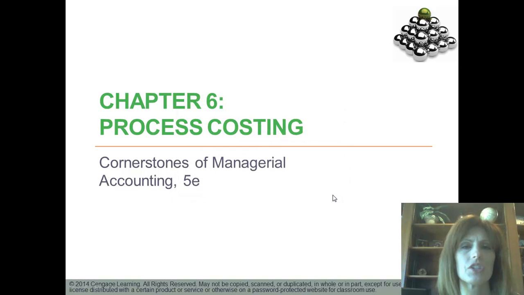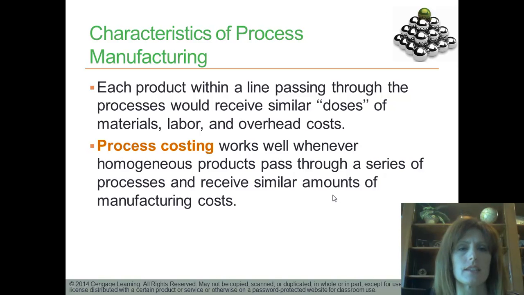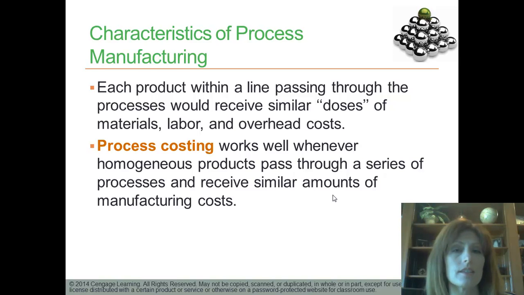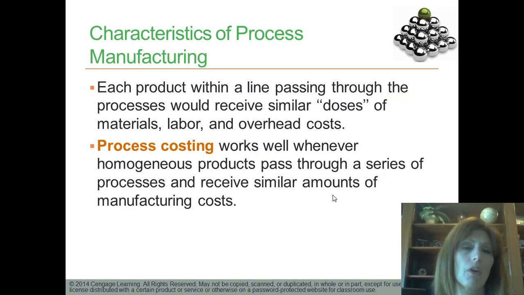Okay, welcome to Chapter 6 on process costing. In Chapter 6 we continue from what we did in Chapter 5 with job order costing, and we now look into process costing. So remember, we're going to use process costing when we have a manufacturing process that has the same processes happening to the product or the service.